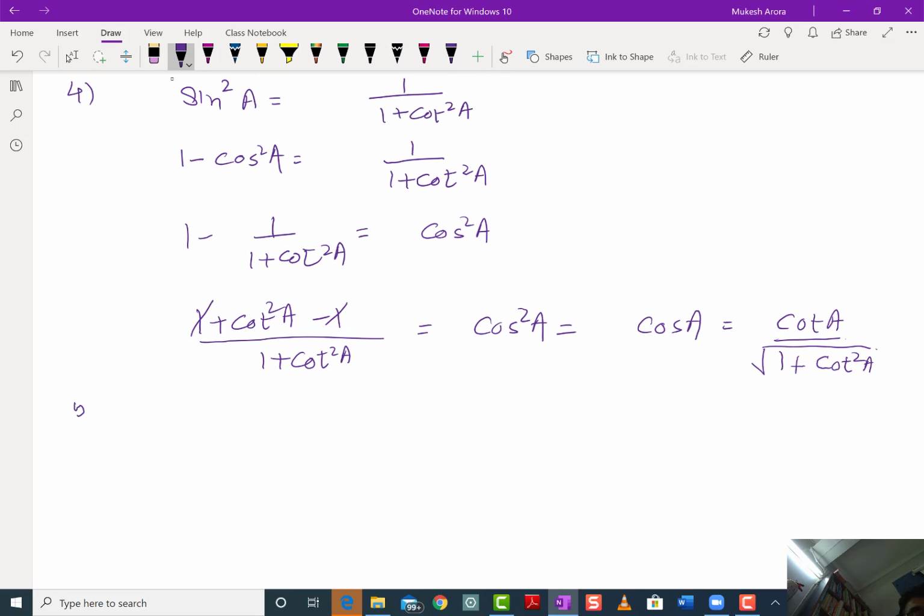And question number 5: cos is the reciprocal of secant. So secant A is equal to under root of 1 plus cot square A upon cot A. So this is how we will find all the trigonometric ratios.